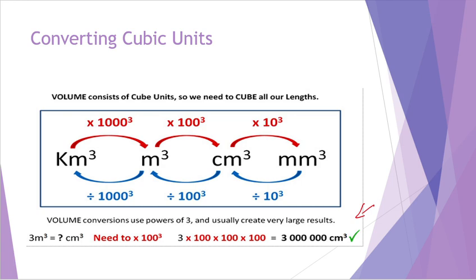So in my example here, I have 3 meters cubed and I need to convert that into centimeters cubed. So just basing it off the flowchart, I need to multiply 3 by 100 cubed. And that just ends up with 3 million centimeters cubed, okay?